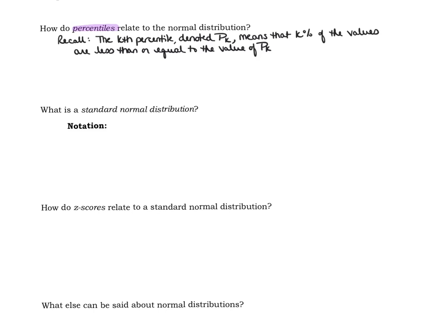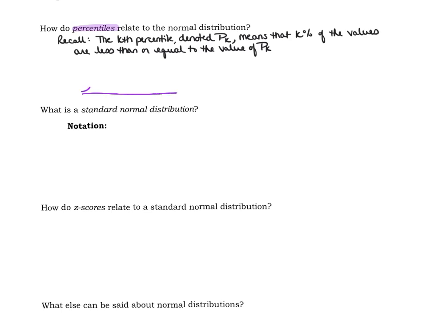So remember, if I said the 10th percentile for height of 13-year-old girls is 4 feet 10 inches, that would mean that 10% of 14-year-old girls are 4 feet 10 inches tall or less. Okay, so how does that then relate to the normal distribution? Well, it pretty much relates this way.